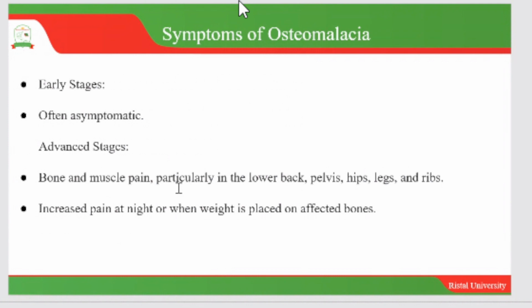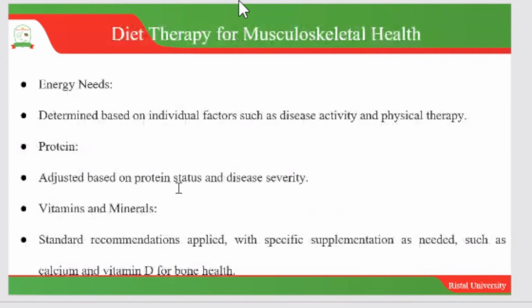Okay, take a person who was not bow-legged during their childhood, but then when they are now a full-grown adult, you see their legs are bowed. In the early stages it is often asymptomatic, so you're not seeing any signs. But as the age goes by, bone and muscle pain start to become present, particularly in the lower back, pelvis, hips, and the legs, and also increased pain at night, and when weight is placed on these affected bones, etc.